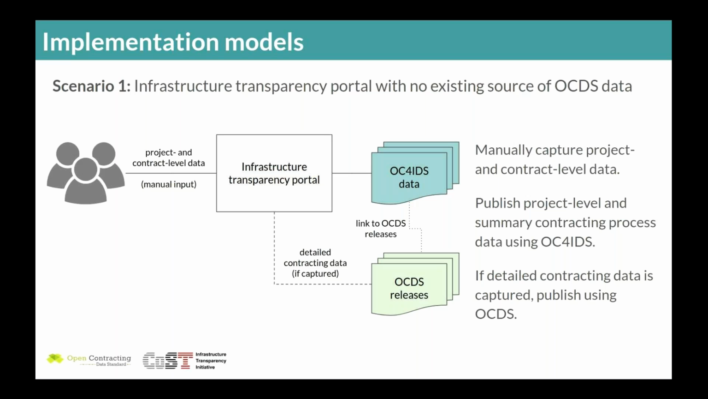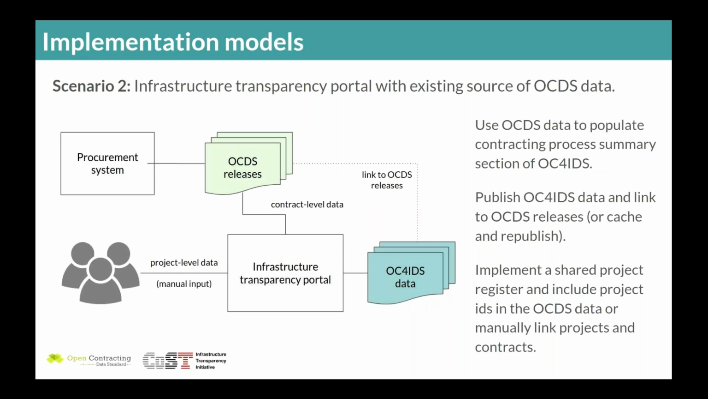So the first scenario is where there is an infrastructure transparency portal, but there isn't any OCDS data. This model is used by CoST Honduras in their CSOX platform. Data on projects and contracts is manually entered into the system, and then OC4IDS is used to publish the project level data and summary contracting information. But if more detailed contracting data is captured, then that could be published using OC4IDS. So publishing standardized data like this helps to encourage the use of data and the development of reusable tools and methodologies.